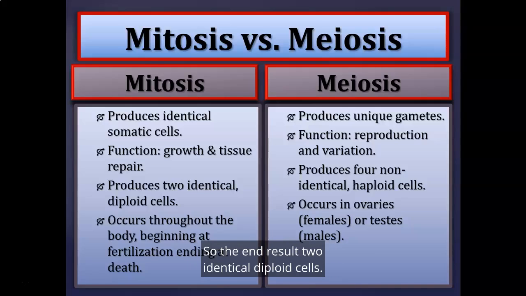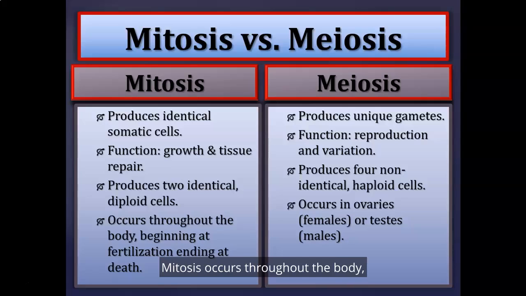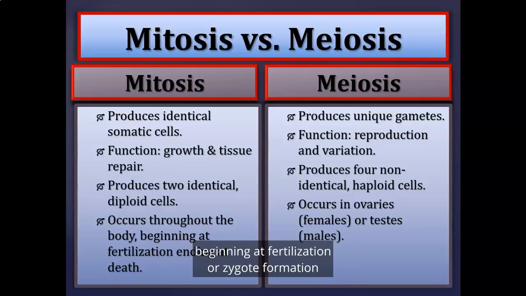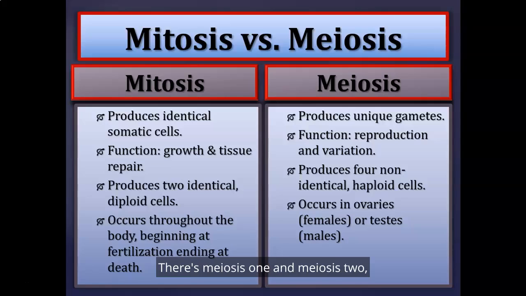So the end result, two identical diploid cells. So remember, diploid in human means in every nucleus there are 46 chromosomes. Mitosis occurs throughout the body, beginning at fertilization or zygote formation and then ending at death. Meiosis is there's two parts. There's meiosis 1 and meiosis 2.